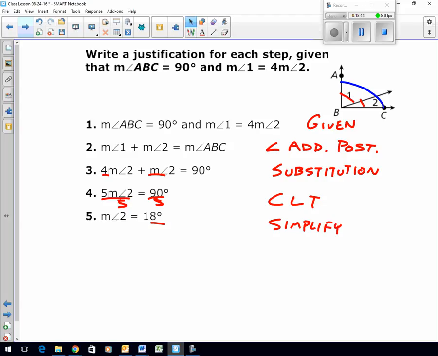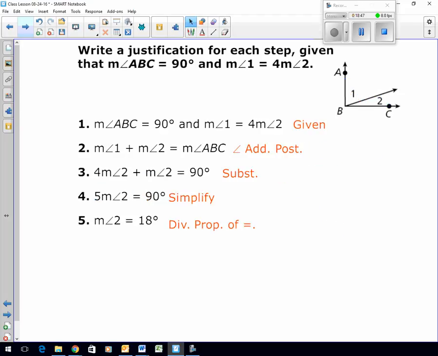Right? Let's see how I did. Pretty good. Look, they simplified here and divided down there. Okay? All right? That's pretty clear.